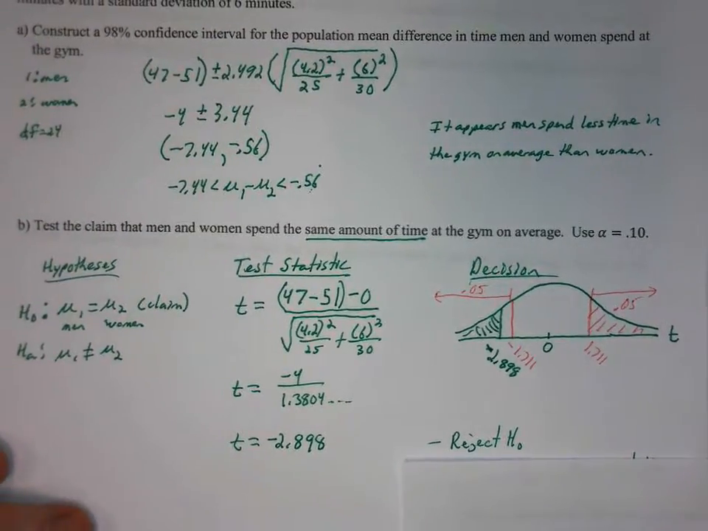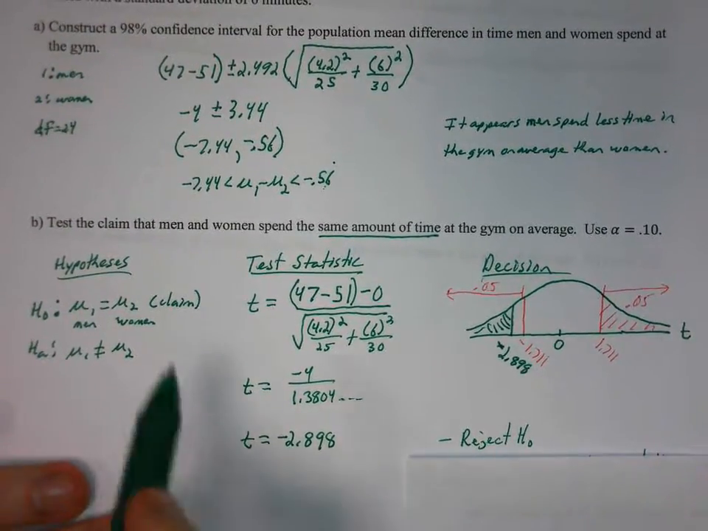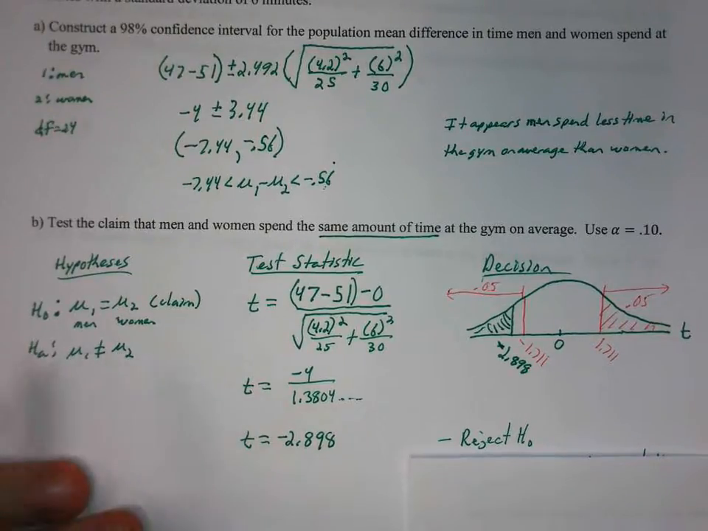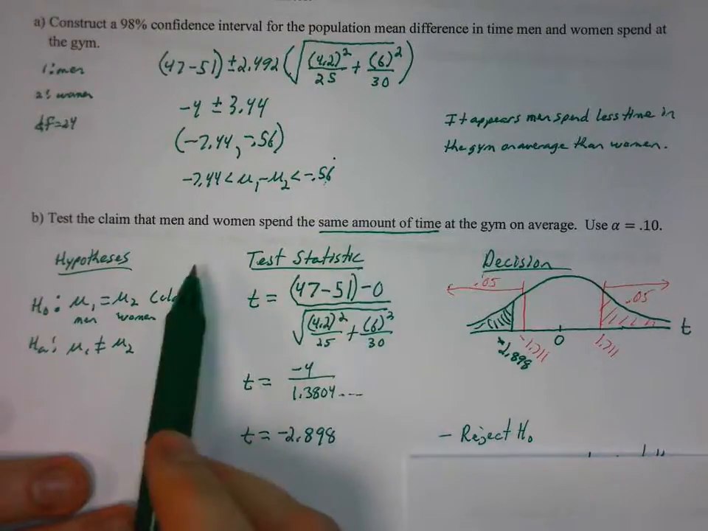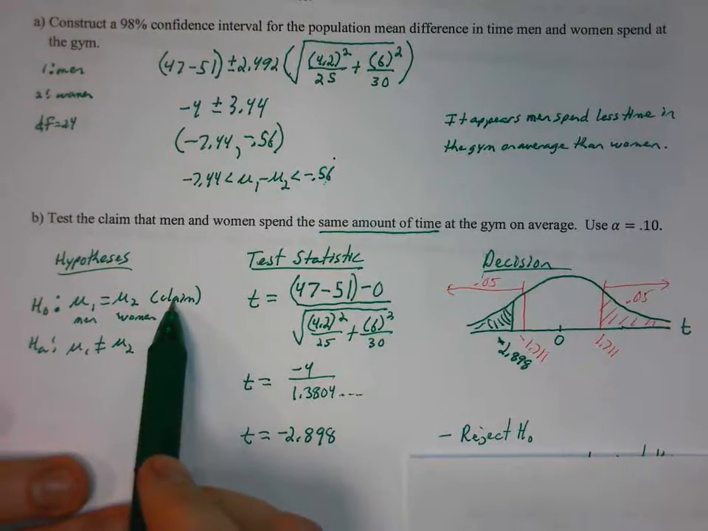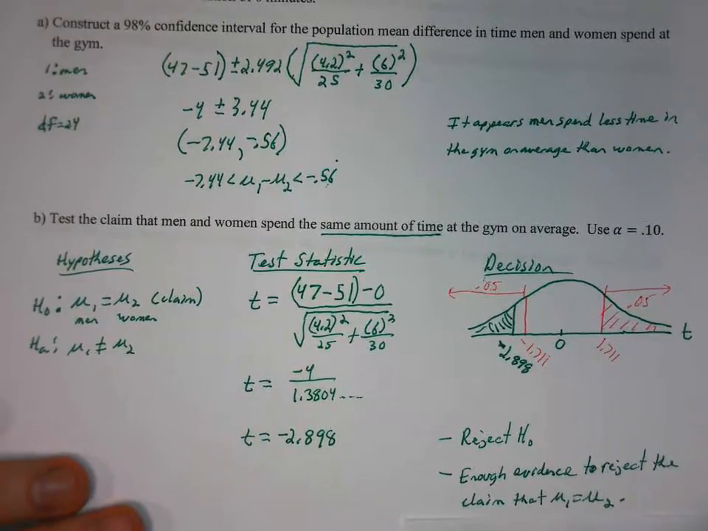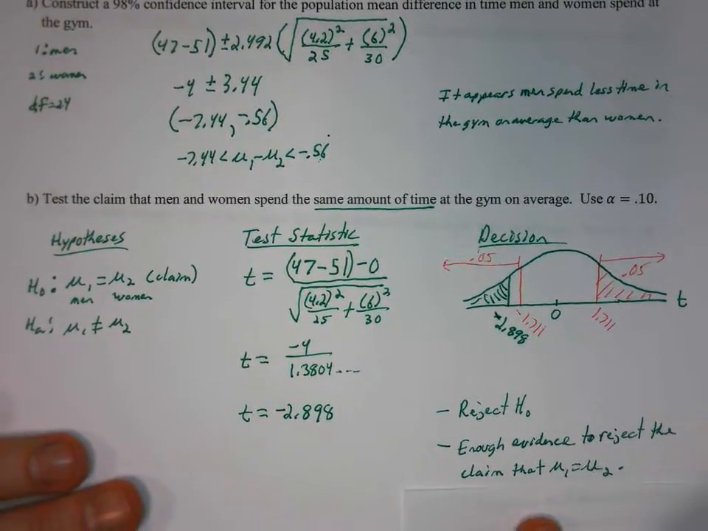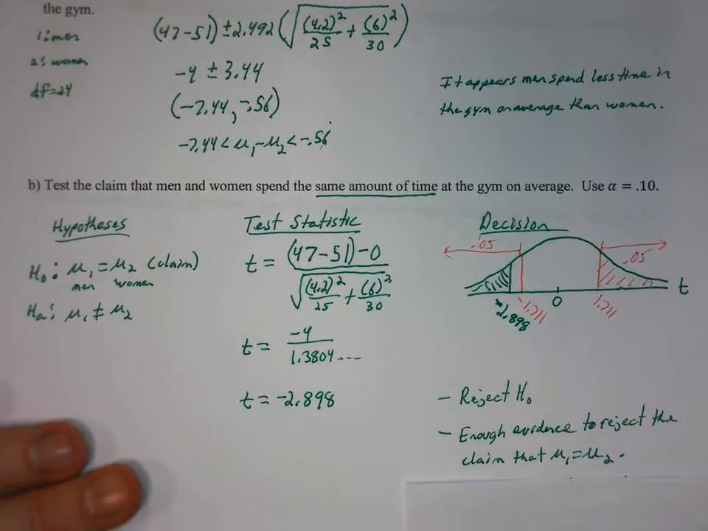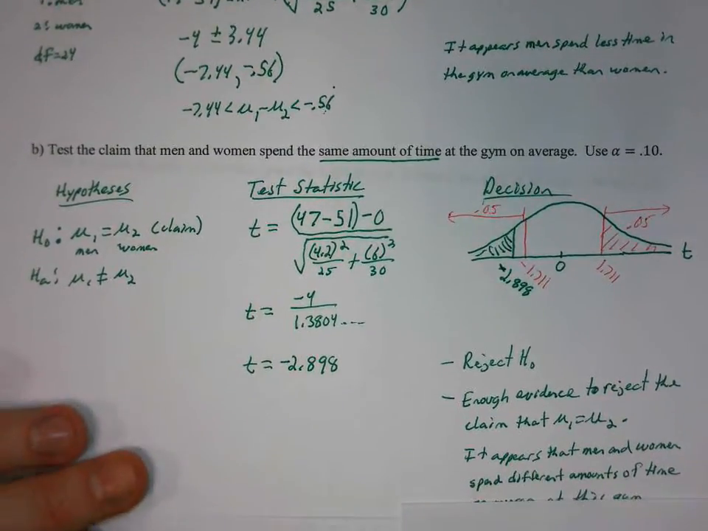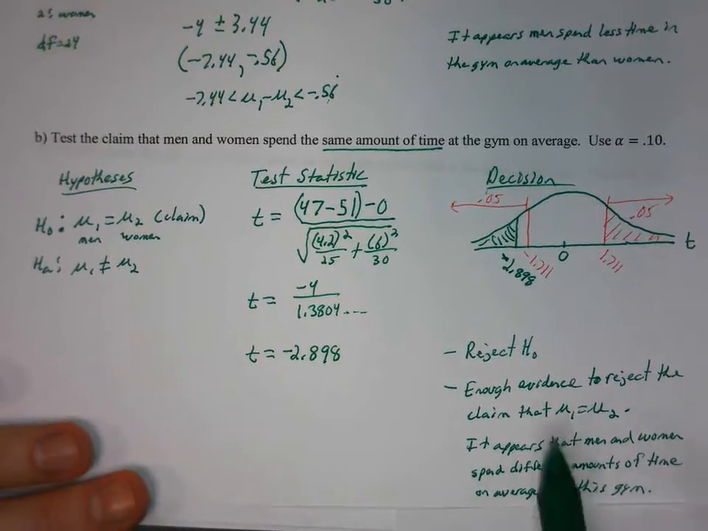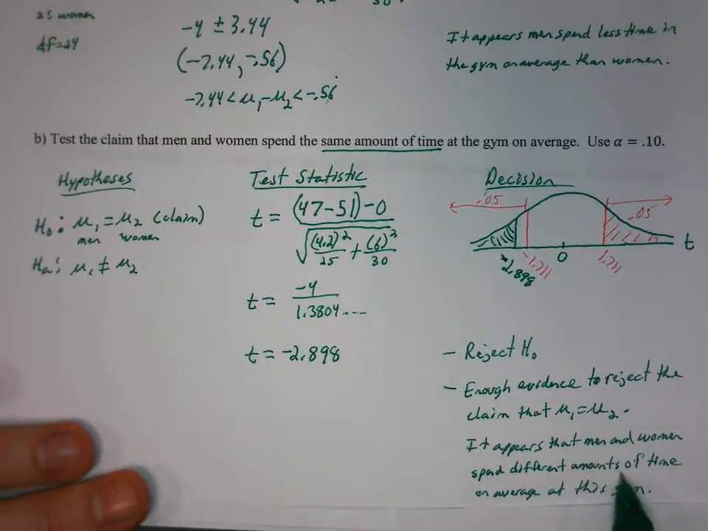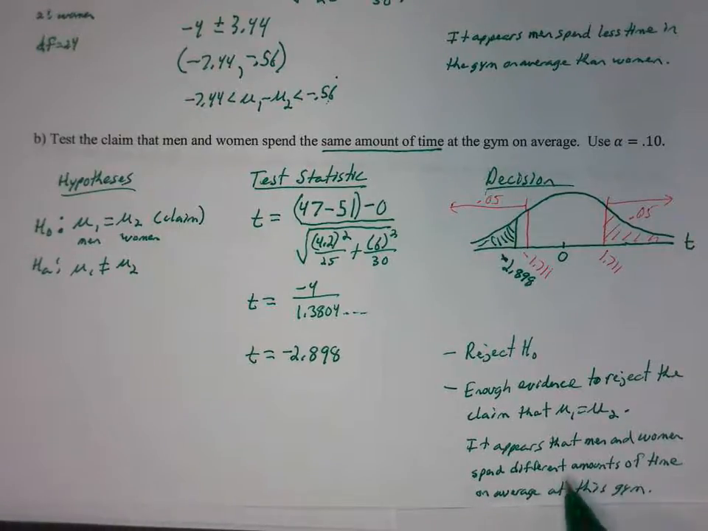And if we reject H0, you got to be a little careful on this one, because usually our claim is the alternative hypothesis. But because they wanted to test whether the men and women spend the same amount of time, the H0 was our claim. So if you reject H0, now you're rejecting the claim that mu1 equals mu2. Okay, so there's enough evidence to reject that they spend the same amount of time. So it appears that men and women will spend different amounts of time on average at this gym.